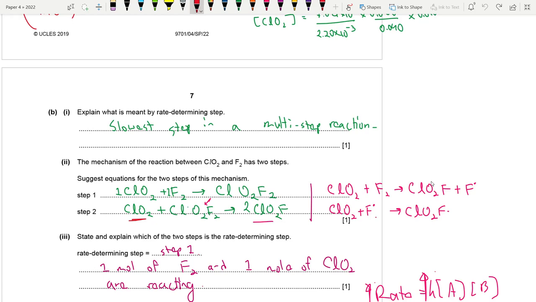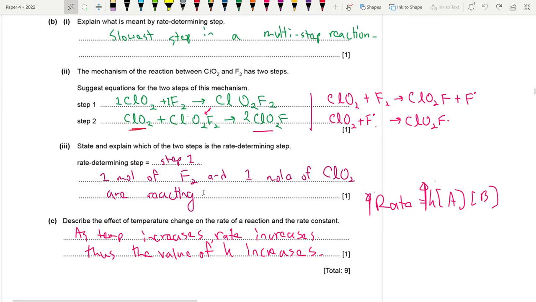So what is the rate determining step? It's actually step 1. How and why? Because 1 mole of fluorine and 1 mole of ClO2 are reacting. Okay, so the number of reagents in the slow step of the reaction actually determine their order in the rate equation.